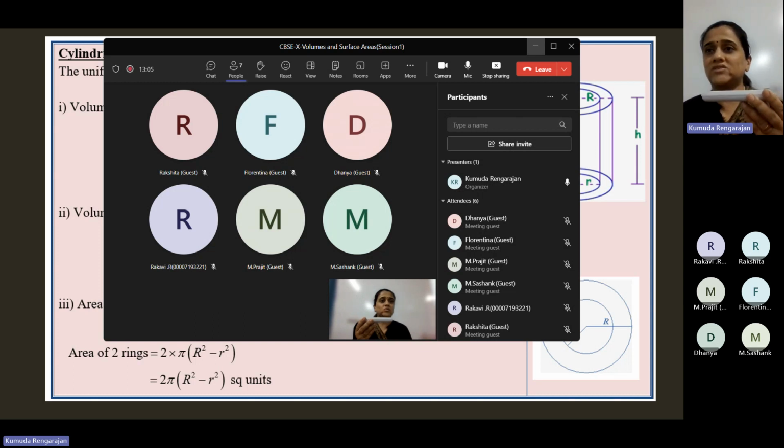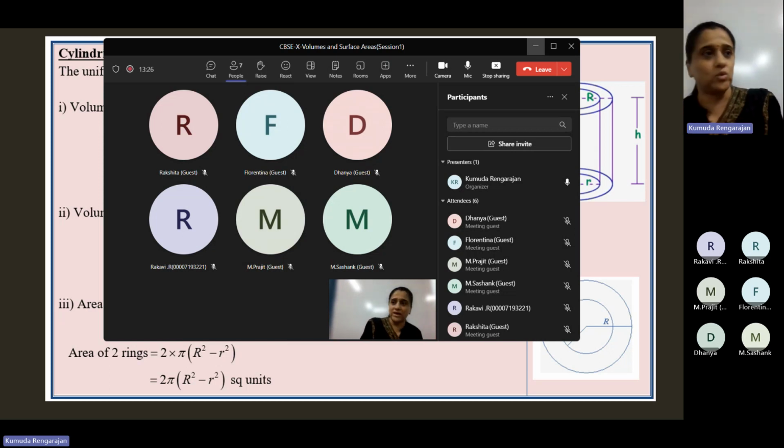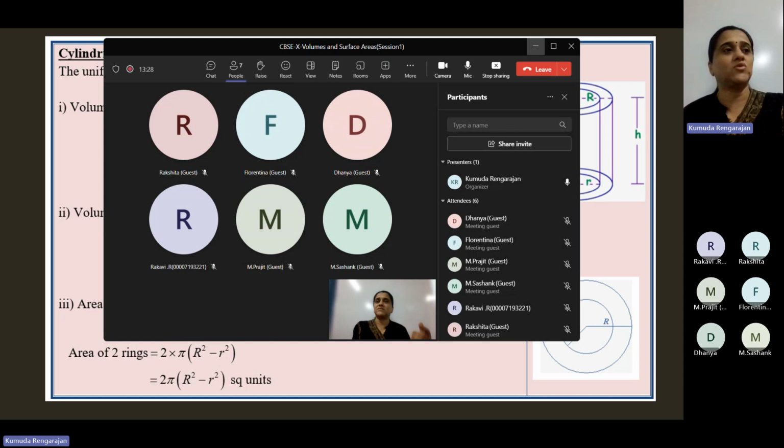In a cube, all the 12 edges are equal, because in a cube all sides are equal, right? So the length of all the edges of a cube is given by a plus a plus a, 12 times. So 12a, because there are 12 edges, right? Each edge has a length of a units. So a plus a plus a 12 times is 12a units.